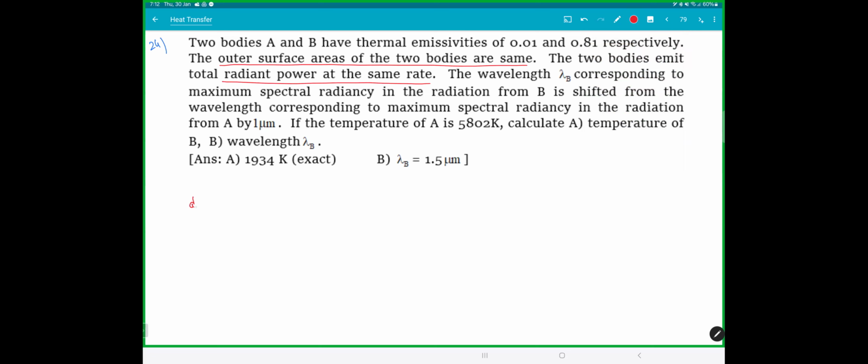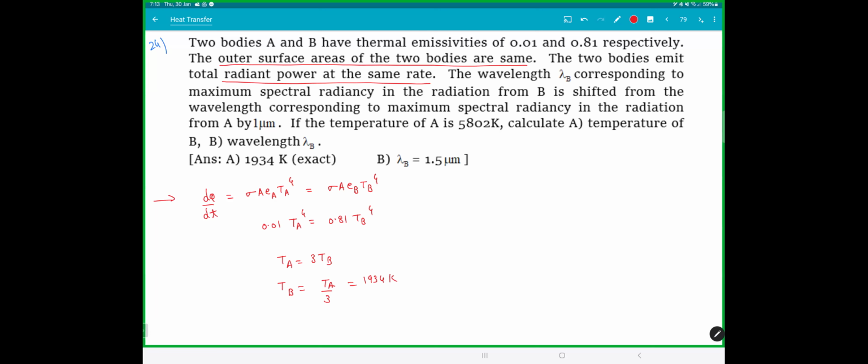So he's saying dQ by dt, sigma A e A T_A power 4, is equal to sigma A e B T_B power 4. So this is 0.01 T_A power 4 is 0.81 T_B power 4. So from here we get T_A is equal to 3 T_B. So T_B is T_A by 3, 1934 Kelvin. That is the first part.